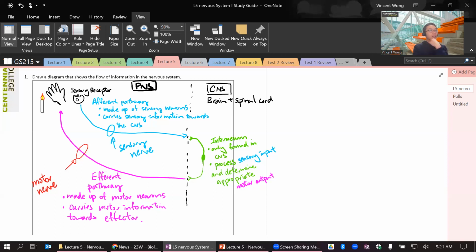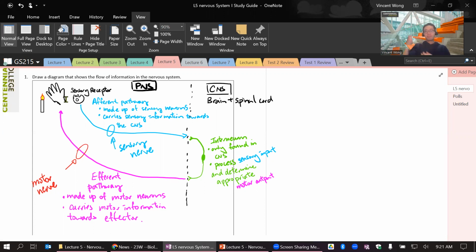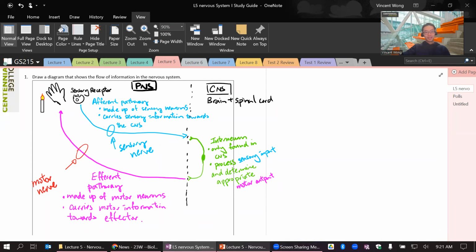Lisa has another question. The effector here is the muscle from our hand, right? Yes and no. Technically, to remove your hand if you touch a hot surface, it's actually the muscle in the arm. But close enough. I hope that answers your question.